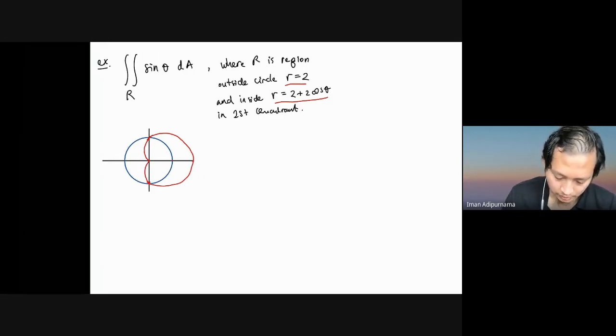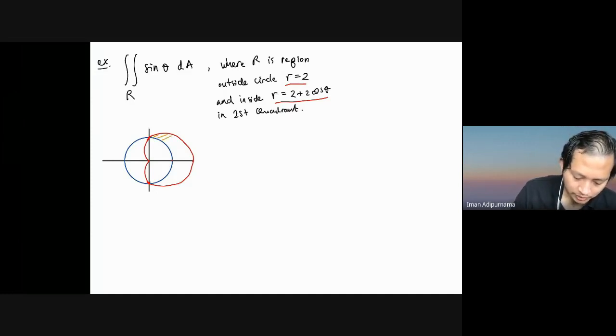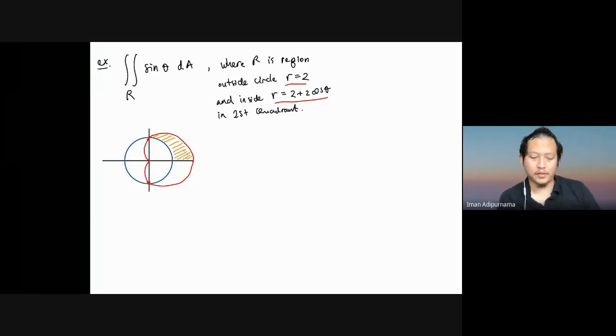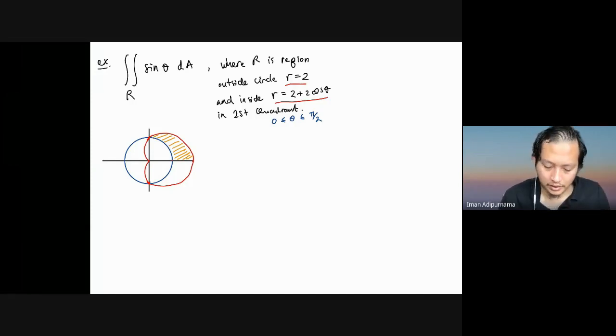Outside of the circle, but inside of the cardioid. So it should be inside the cardioid, but outside of the circle. So probably here, but it's only in the first quadrant. So that's the first quadrant, from 0 to pi over 2. Now we have the theta here.